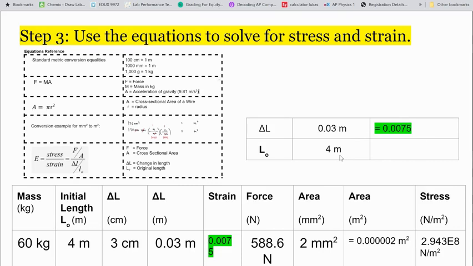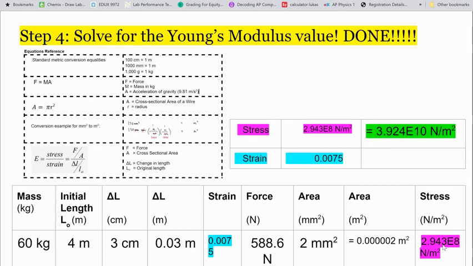So now our final step is going to be to calculate Young's modulus. To do that, we're going to need to pay attention to our strain value and our stress value, because if you remember, E, or Young's modulus, is stress divided by strain. So we're going to take our stress value, the 294,300,000 newtons per meter squared, and divide it by our strain value, or the 0.0075. When we do that, we're going to get a Young's modulus value of 3.924 times 10 to the 10th newtons per meter squared.